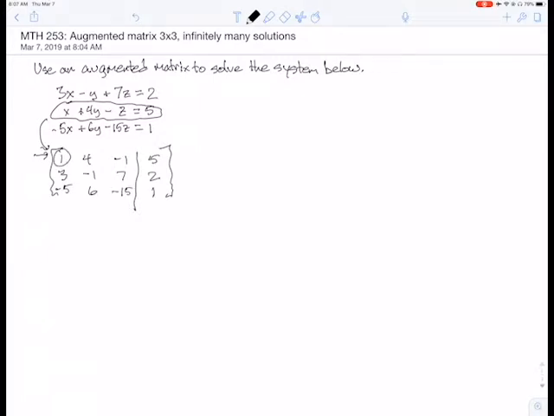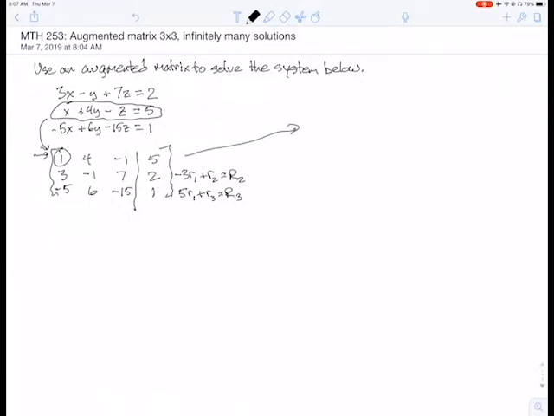And now I can use that 1 in the upper left-hand corner to pivot. I'm going to be taking minus 3 times row 1 and adding that to row 2 to get my new row 2. And I will be taking 5 times row 1, add that to row 3, and that'll be my new row 3. Let's work out the scratch work on that.